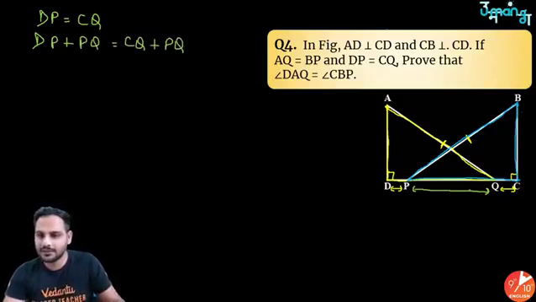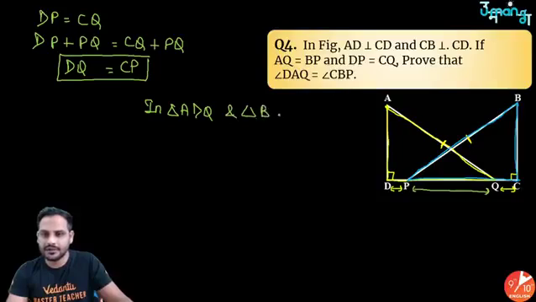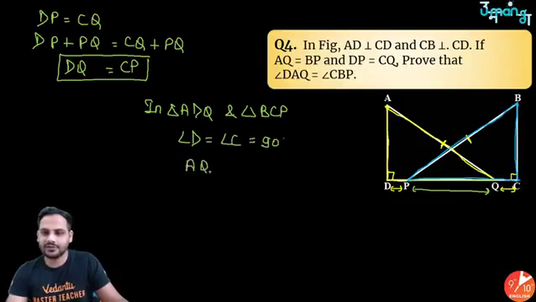So DP plus PQ is equal to DQ and CQ plus PQ is equal to CP. So we got to know that DQ and CP are also equal to each other. Now I will say that in triangle ADQ and triangle BCP, first, angle D is equal to angle C is equal to 90 degrees. Second, right angle hypotenuse AQ is equal to BP given, and then the last thing which we have found, side DQ is equal to CP.